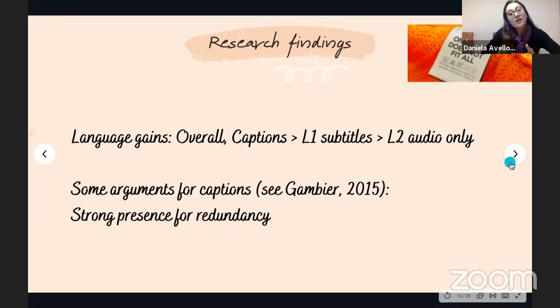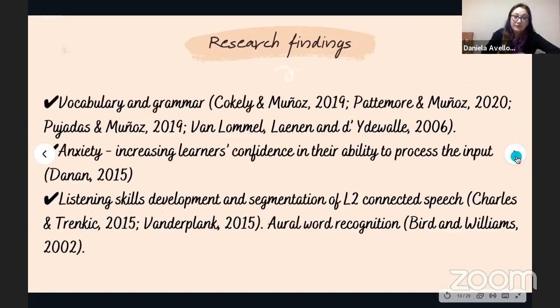Now, some of the arguments for captions: the strong presence of redundancy, since learners link oral and written representations. The learning of vocabulary and grammar. The fact that captions are useful to reduce learners' levels of anxiety by increasing their confidence in their ability to process the input. And the promotion of listening skills development and segmentation of L2 connected speech and oral word recognition.